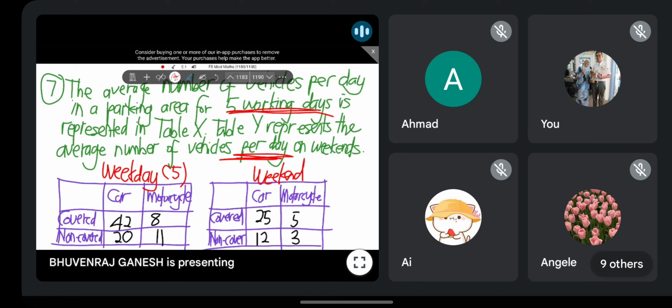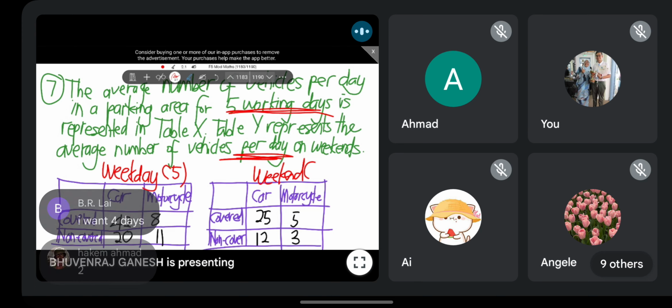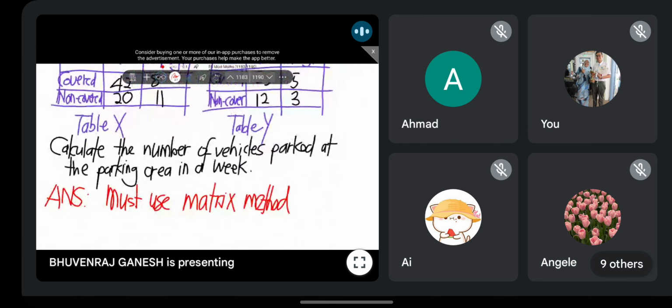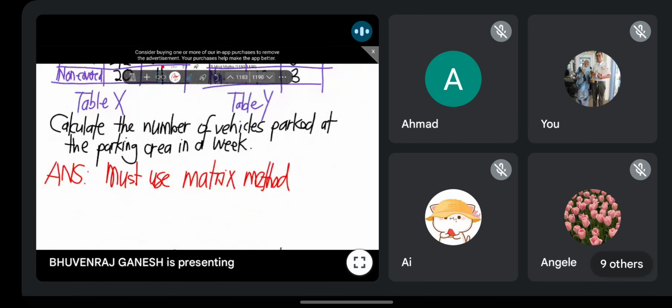Okay, so weekend, how many weekend days do we have? It should be 2. So that is why, can you all tell me, guys, how should I represent the matrix here to get the total vehicles in 1 week? What will be the equation now, if I want you to form one equation?